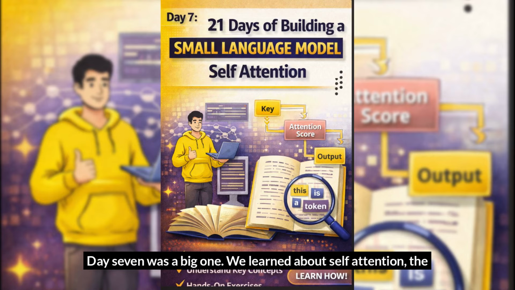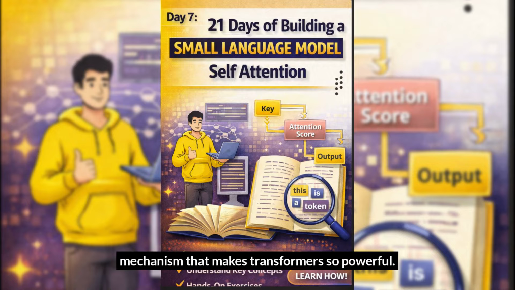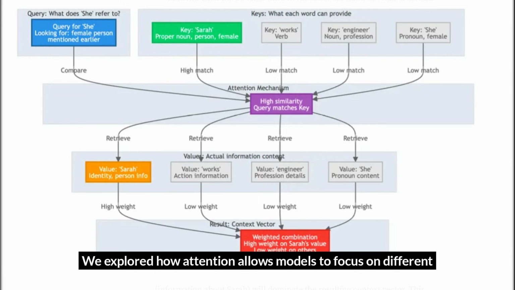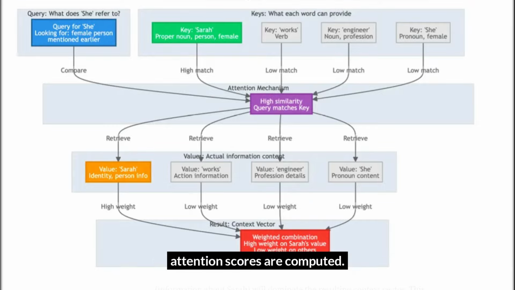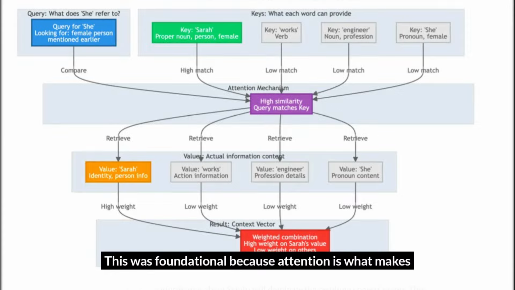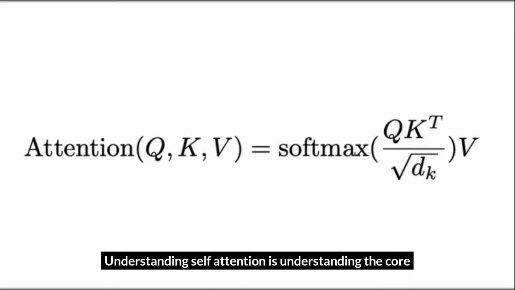Day 7 was a big one. We learned about self-attention, the mechanism that makes transformers so powerful. We explored how attention allows models to focus on different parts of the input, how queries, keys, and values work, and how attention scores are computed. This was foundational because attention is what makes transformers different from previous architectures. Understanding self-attention is understanding the core innovation that enabled modern language models.